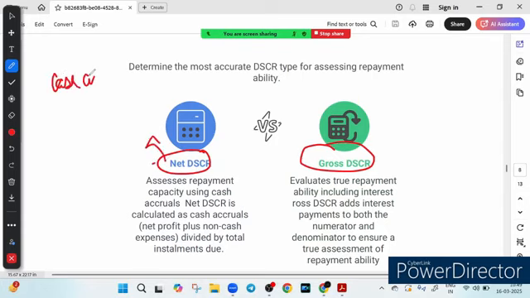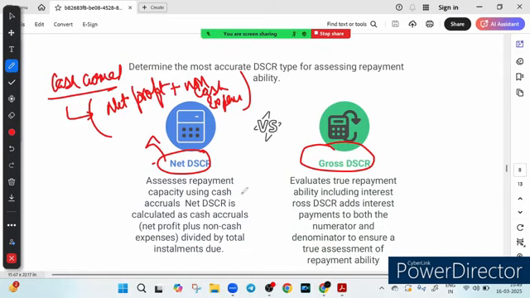This is put in the numerator. In the denominator we write total installment due. So cash accrual divided by total installment will give you the net DSCR.